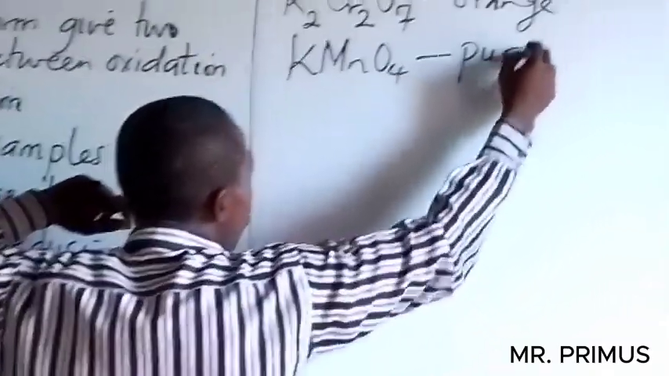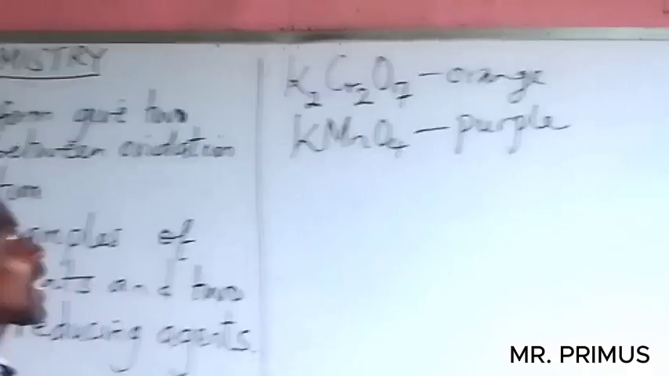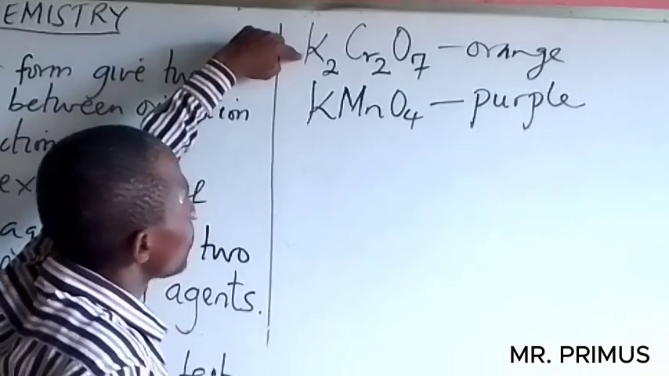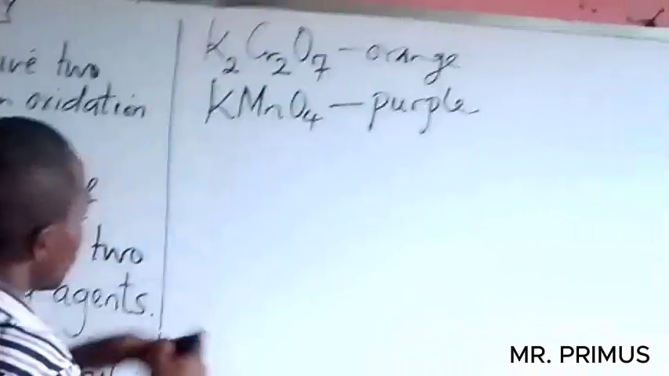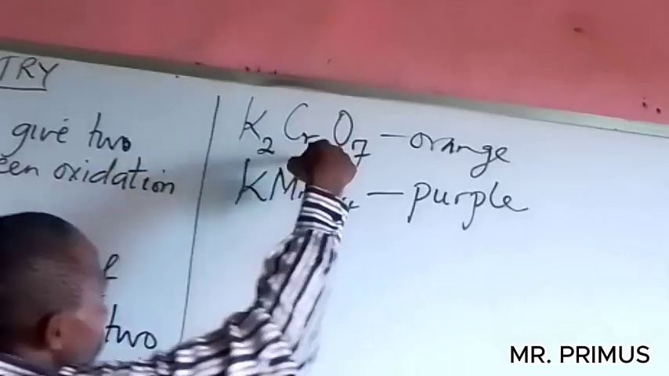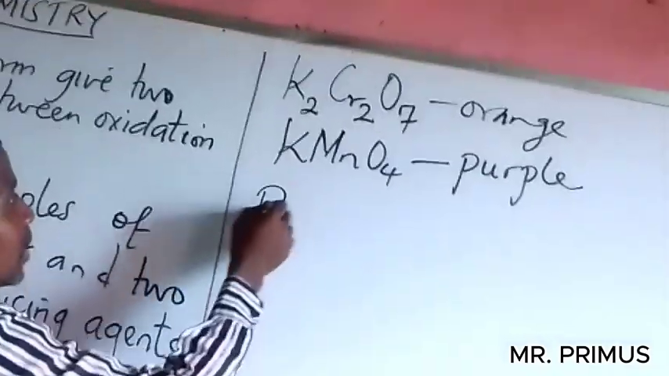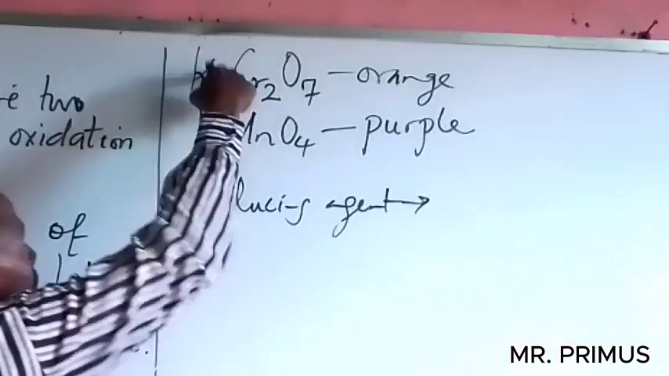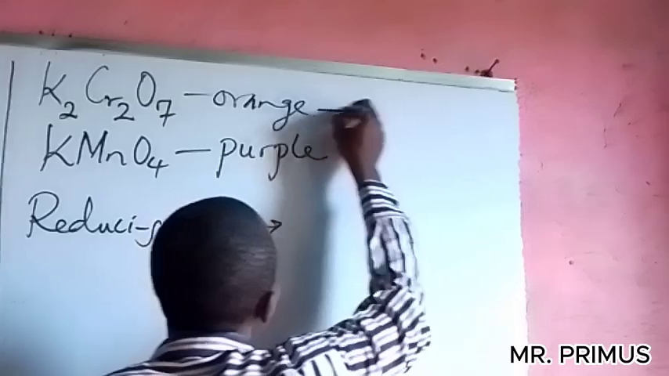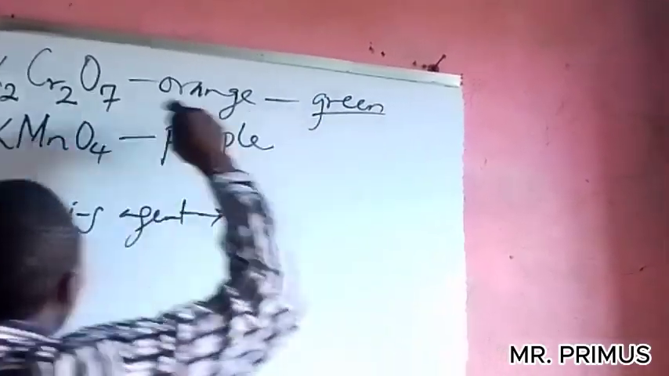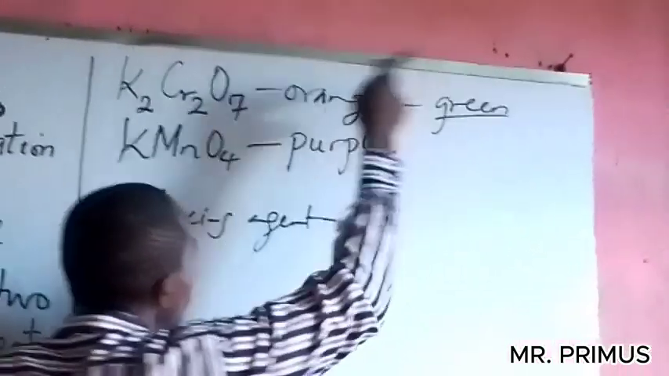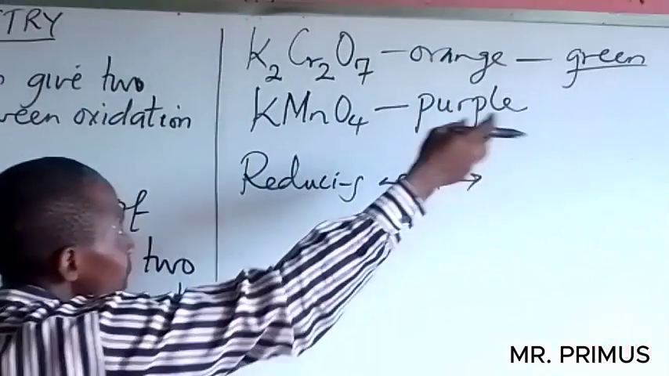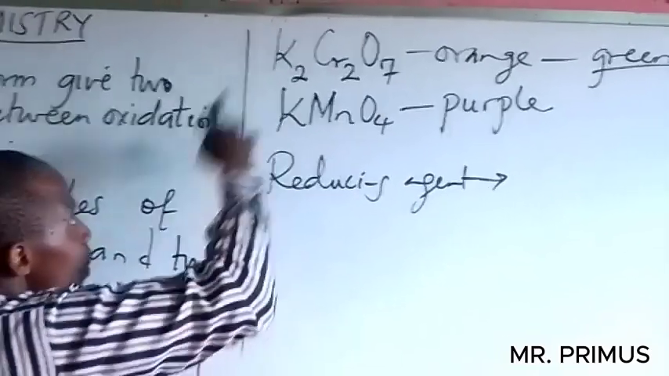It is what? Purple. Now, if you want to carry out tests for this, when you bring this potassium heptaoxodichromate 6, if this thing combines with any reducing agent, it turns the color from orange to green. The color will change from what? Orange to green, because it's an oxidizing agent. It will turn it from orange to green, right? So this is for this one.